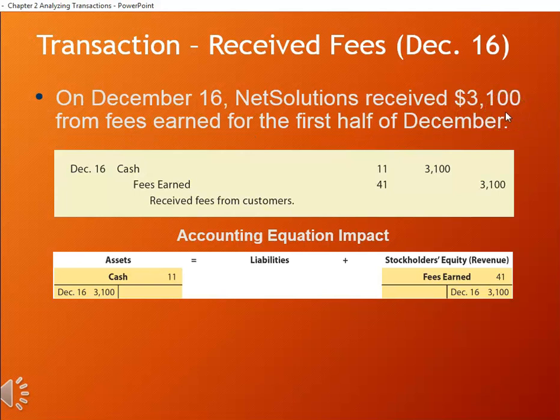And so we're going to go ahead and debit cash $3,100. Fees earned, our revenue account, is the credit. Okay, that's over on the income statement for $3,100. This again is the kind of transaction that we want to see. Assets go up, liabilities don't go up. That means stockholders' equity also goes up.